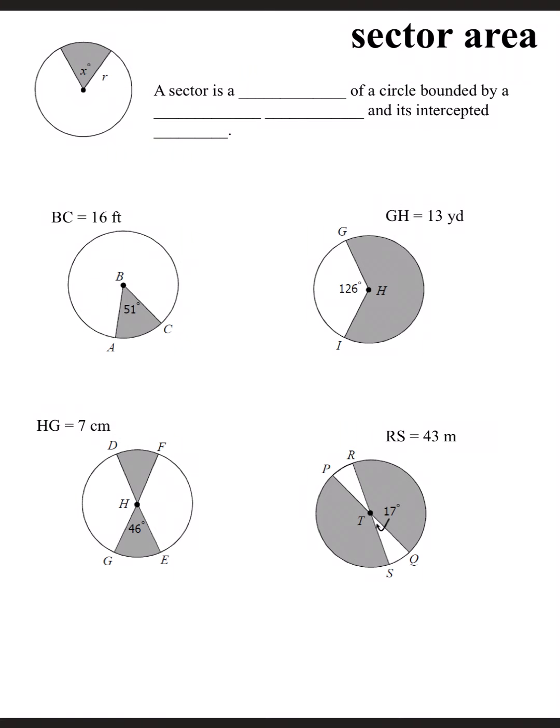First, what is a sector? A sector is a section of a circle bounded by a central angle. Remember what a central angle is. The vertex is at the center and its intercepted arc. Remember what an intercepted arc is. It is the arc that is bounded by the lines or the radii of the angle.